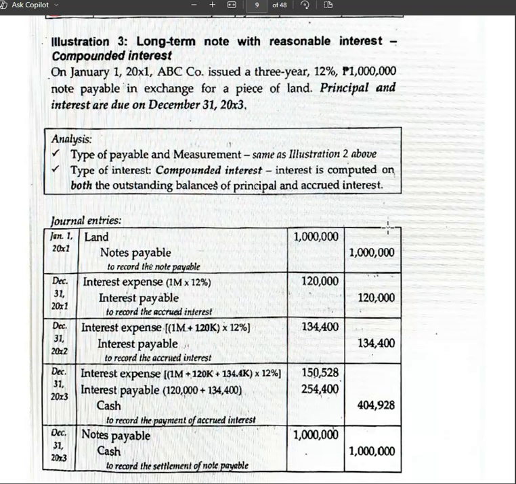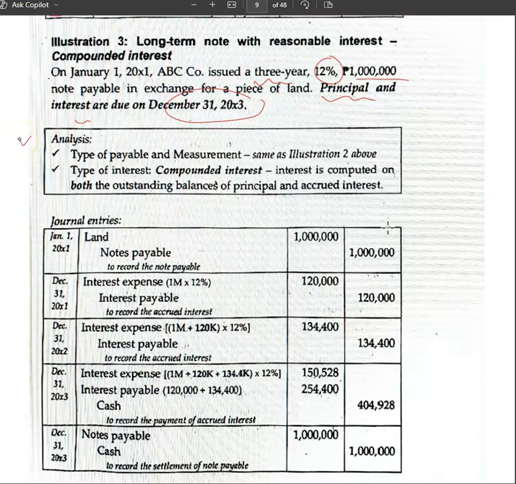On January 1, 20X1, issued a 3-year, 12%, 1 million note payable in exchange for a piece of land. Principal and interest are due on December 31, 20X3. Okay, there is no installment. Both interest and the principal are due at once at the end of the promissory note life, which is the maturity date. Okay, here's the analysis.